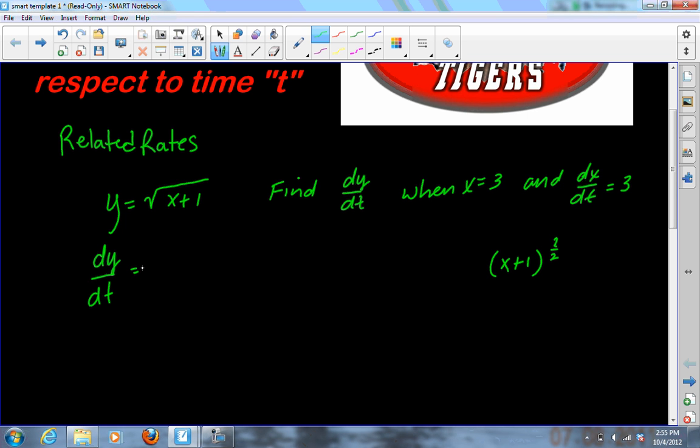And so what we're going to have to do is bring the 1/2 down, rewrite the base, take 1 off the power. Nothing about that changed, that's just the derivative of the shell. No matter what you're taking the derivative with respect to, bring the 1/2 down, rewrite the base, take 1 off the power, times the derivative of the peanut, or the inside, or the base. The derivative of x plus 1 with respect to t is dx dt.